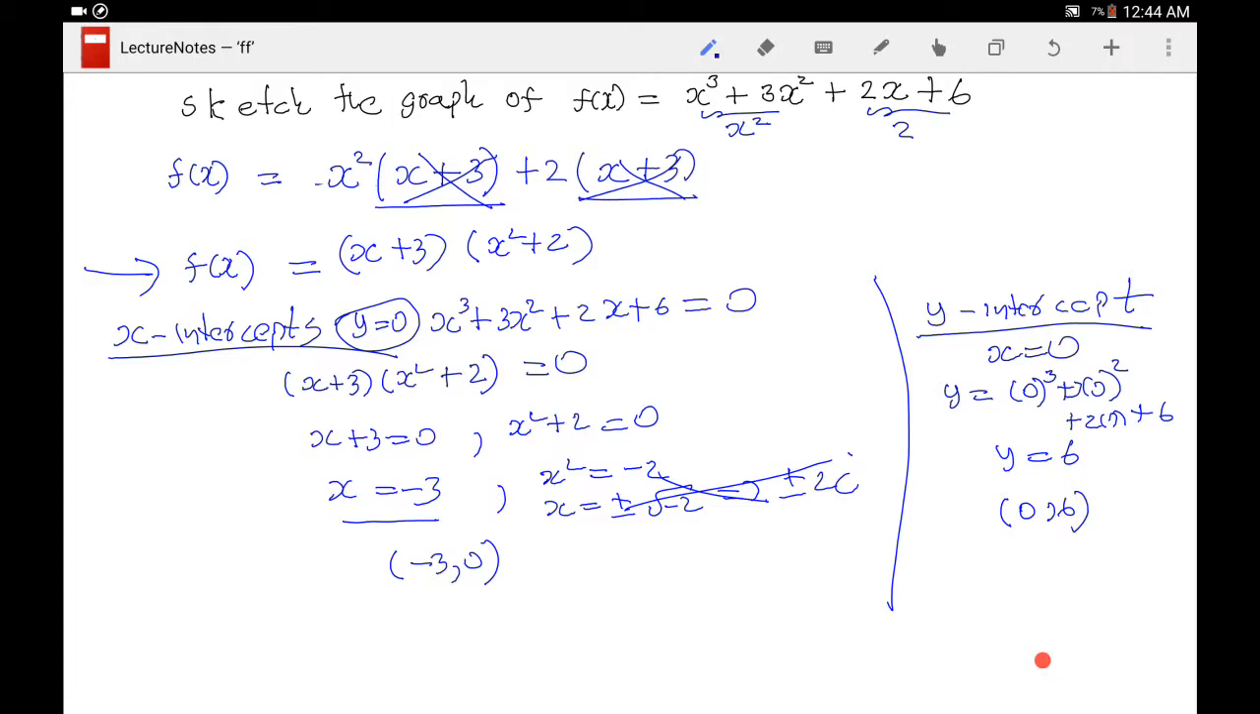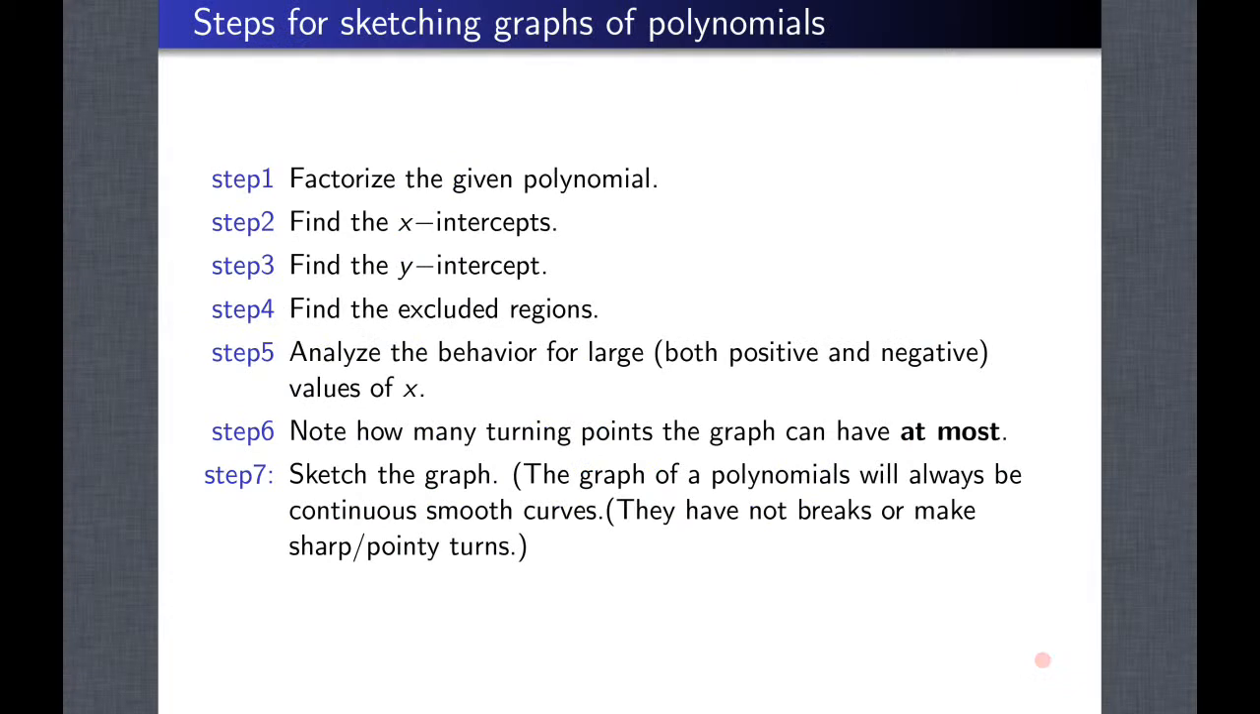Okay, so now I know the x-intercepts and y-intercepts. I will go to the next step. The next step is finding the excluded regions. To find the excluded regions, I will explain what those are. We'll use this x-intercept, because it depends on the x-intercept. This is a little bit tedious step, not very, but a little. It involves a few steps.